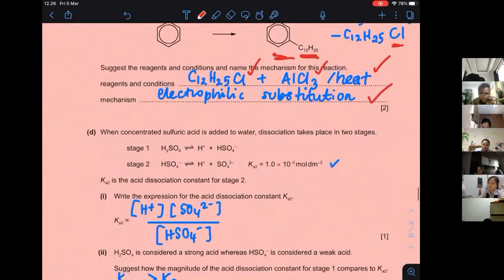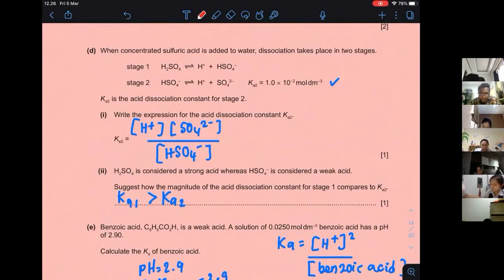Next, when concentrated sulfuric acid is added, dissociation is taking place in 2 stages. I think we learned about this, whether 2 stages or 3 stages. The first dissociation is going to be much better compared to the second and the following ones, so the dissociation is going to decrease. Here they say write the expression, so I wrote the expression of the reaction. So Ka2, I gave that. And then they say H2SO4 is a strong acid, and that HSO4 minus is a weaker acid.